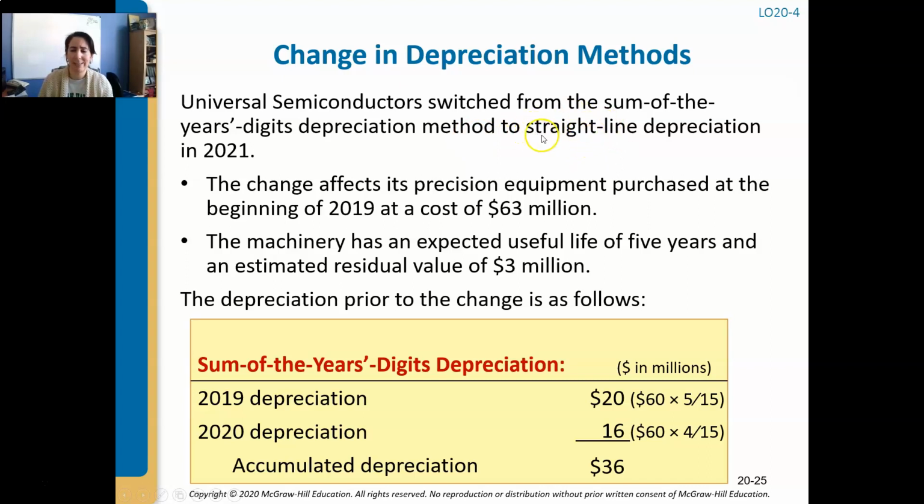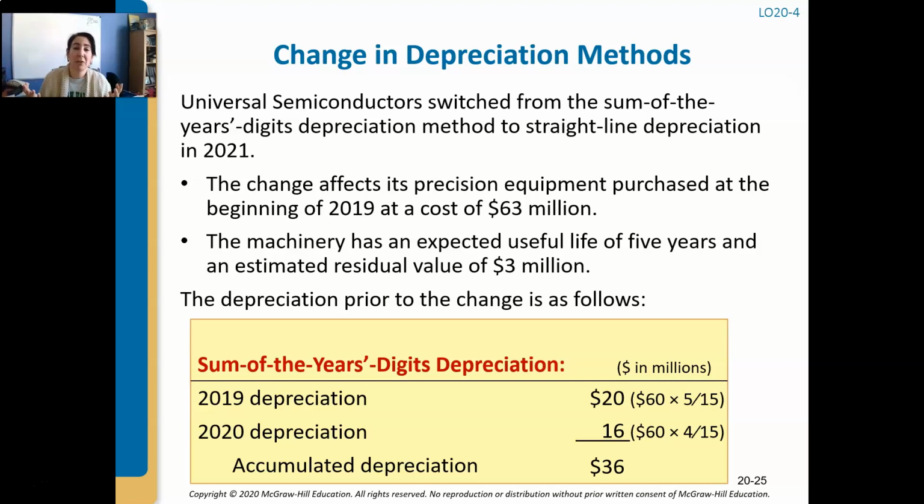But the idea of sum of the years' digits, if you're not aware, is, let's say this equipment was going to be depreciated for 5 years. I think it says useful life of 5 years. The idea with that is you've got 5 years, 4 years, 3 years, 2 years, 1 year. Add those together and you come to 15. So in the first year, you depreciate 5/15ths worth. Second year, you depreciate 4/15ths worth, 3/15ths, 2/15ths, 1/15th. All right, down to the residual value.